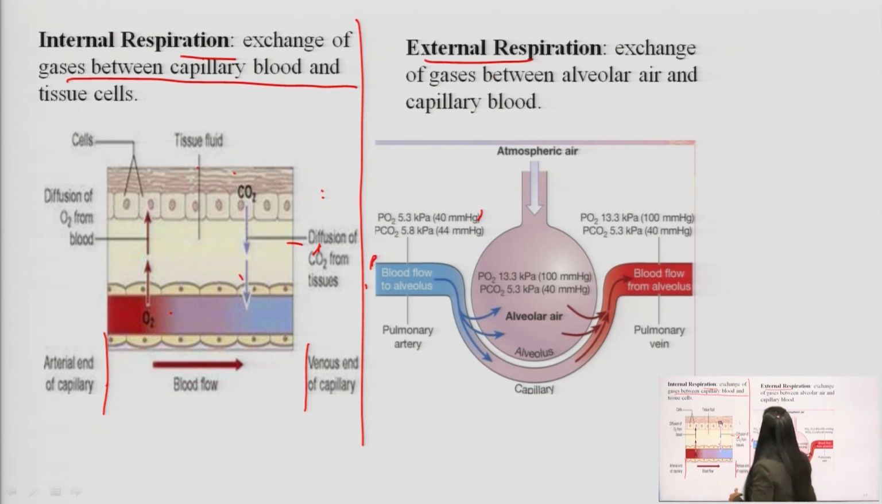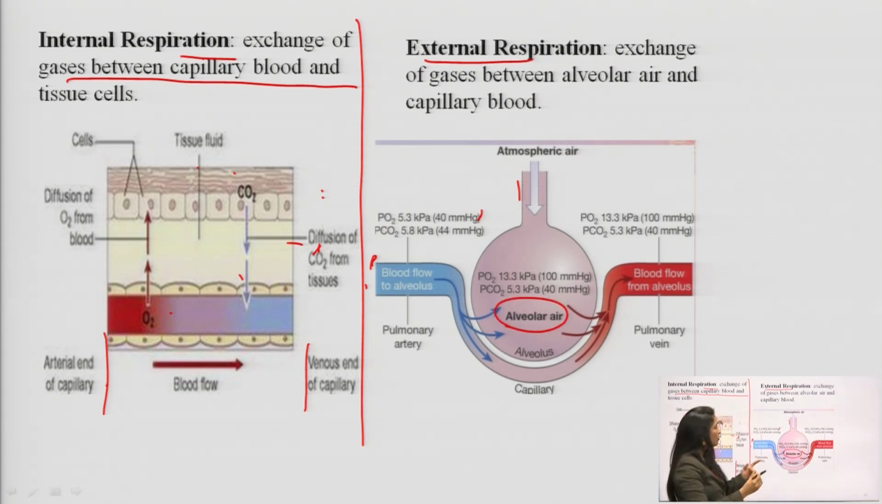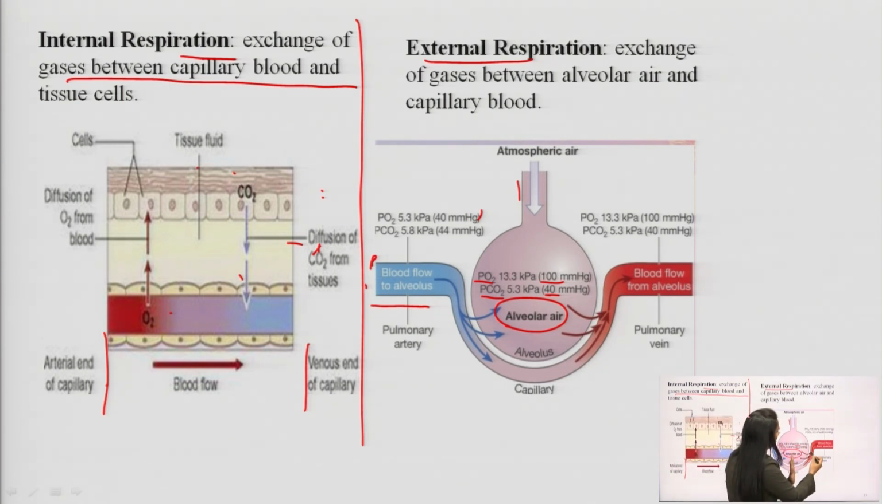Okay? And in external respiration, look here. This is an alveolus, and this is the alveolar air. And what is the pressure inside the alveolar air? For oxygen it is 100 mmHg and for carbon dioxide it is 40 mmHg. So, this is the blood flow to the alveolus. Here the artery carries blood to the alveolus, and these are the veins which carry the blood from the alveolus.